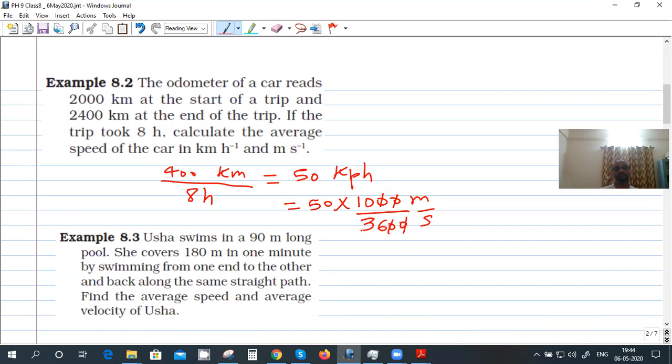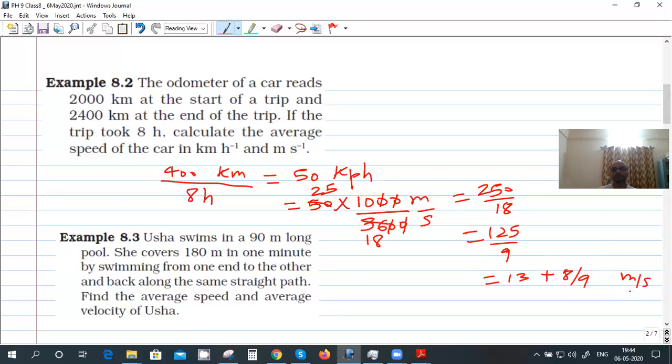So this is how much? 500 by 36, which is 13 8 by 9. Yeah, 18 5, so 250 by 18. Okay, you're doing it that way. Which is 125 by 9. 9 nines are 81... 13 8 by 9, right? Yes, sir. Meters per second. And this is what we got. Right. So basically, here the odometer is the one which shows the distance actually.